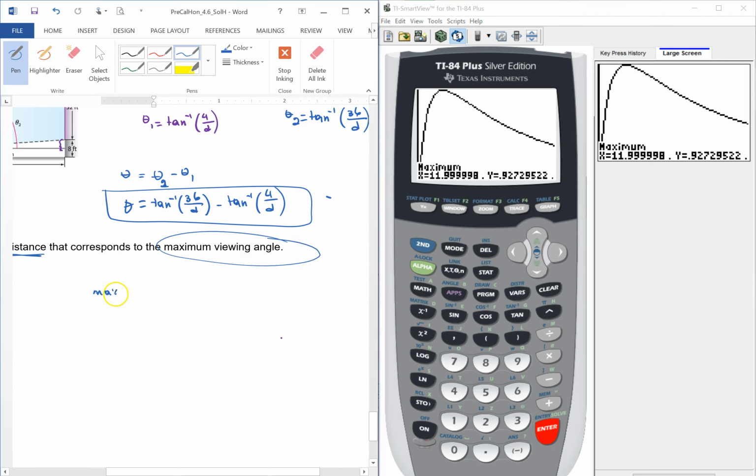So, maximum viewing angle when the seat is, what is it, 12, what's the unit? Feet. If you don't put the units, you did all this for nothing, because are you sitting 12 centimeters away? Are you sitting 12 miles away? Makes a difference, okay? 12 feet from the screen. Okay, so that's when you get your maximum viewing angle.